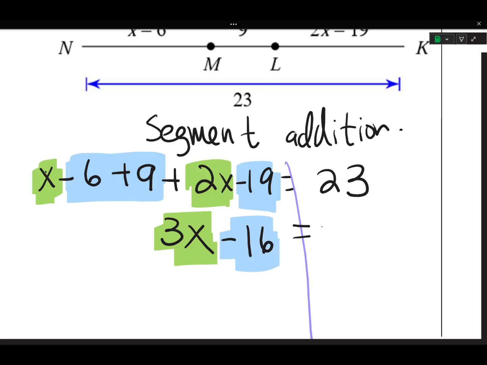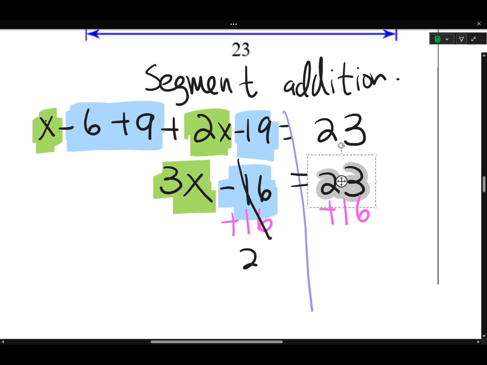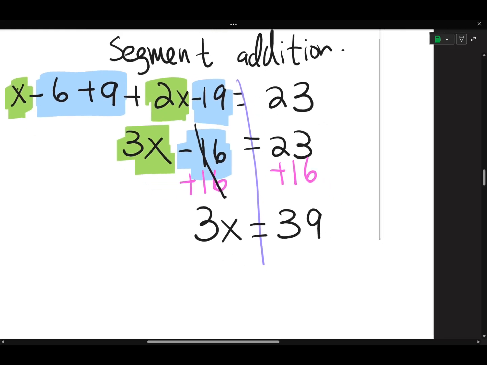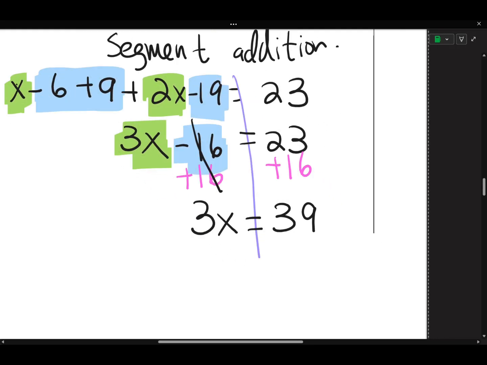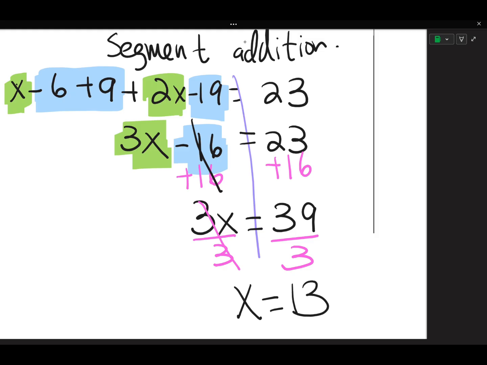And we still equal 23. We only have 2 steps here. Let's add 16 to both sides to undo the minus 16. Minus 16 plus 16 is 0, so we have 3x equals. On the other side, 23 plus 16 gives us 39. Got one last step to get x by itself, and that is to divide both sides by 3. 3 divided by 3 is 1, perfect. X equals 13.